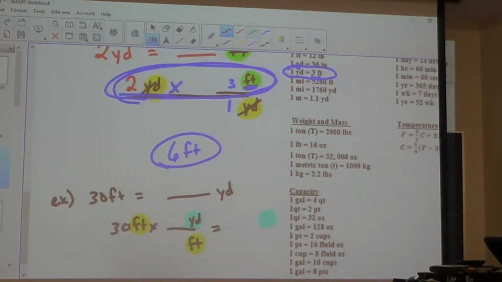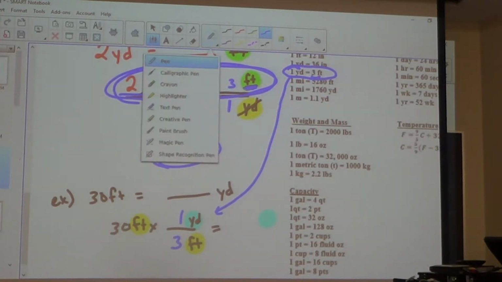Now, we come over to the formula sheet. We are using the same something. What am I going to put beside yard? What am I going to put beside feet? 1 yard is how many feet? 3. So for both of these problems, I use the same something.